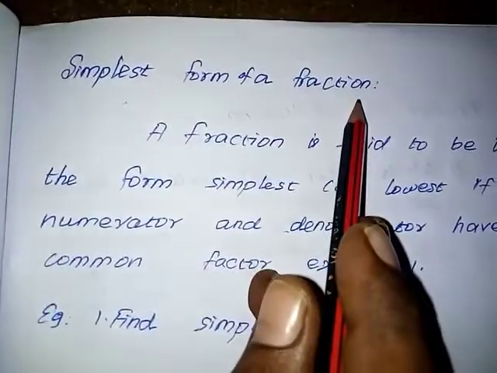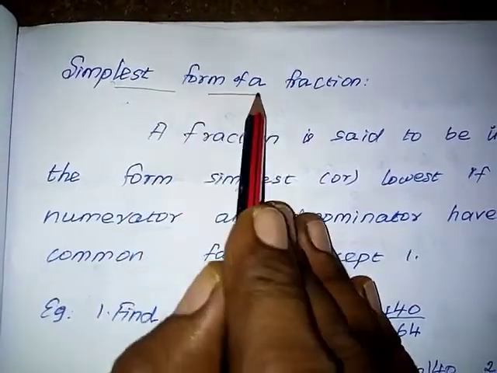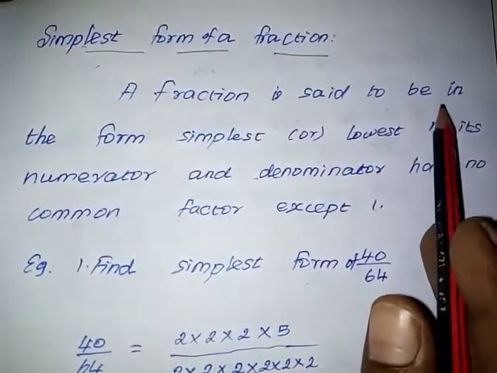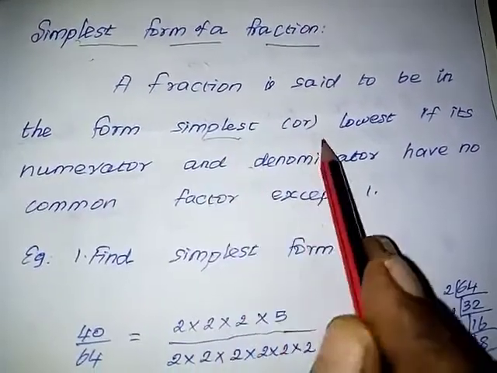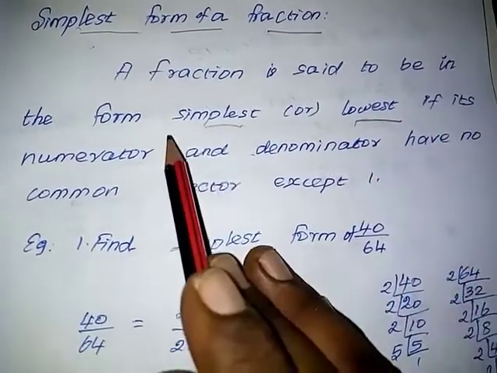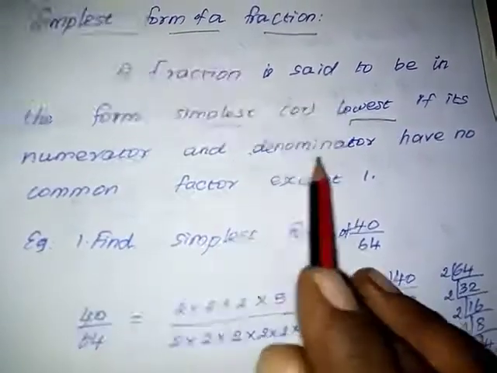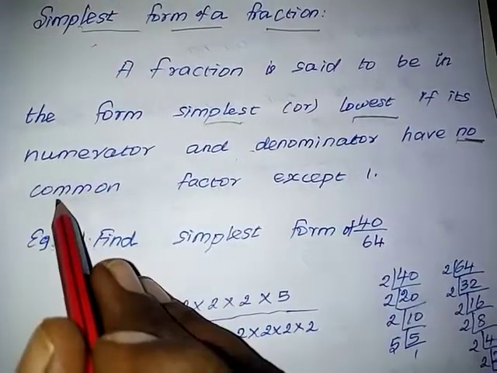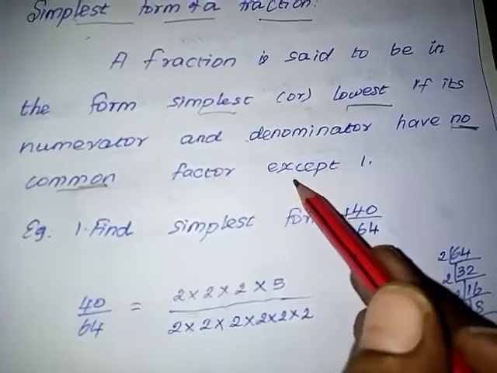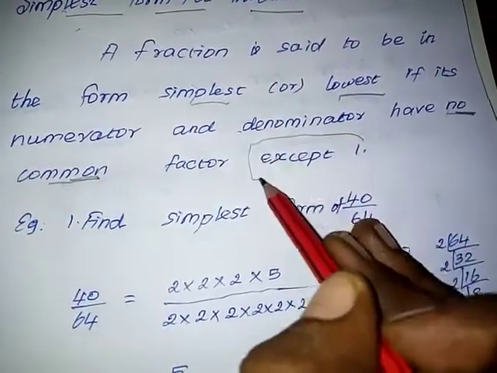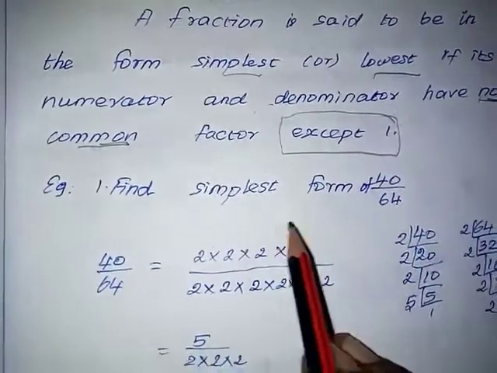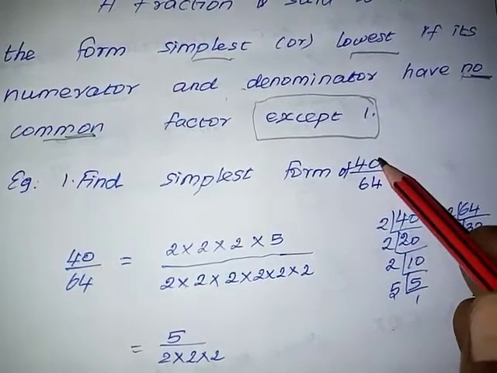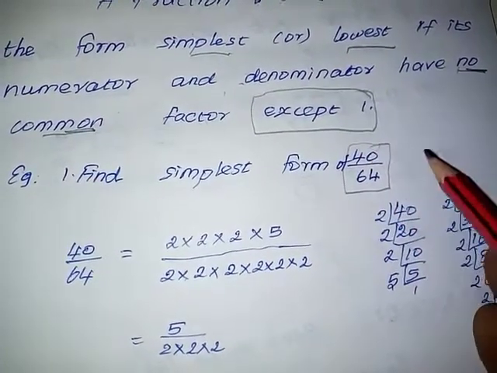Simplest form of a fraction. A fraction is said to be in the simplest or lowest form if its numerator and denominator have no common factor. So the numerator and denominator have no common factor except 1. So we have to find the simplest form of the given fraction 40 by 64.